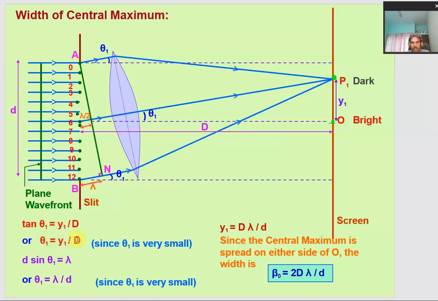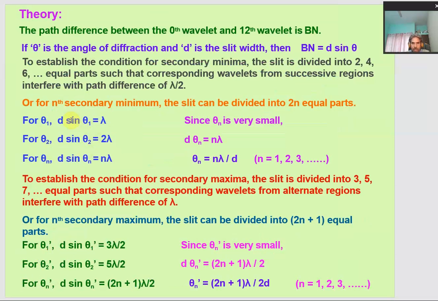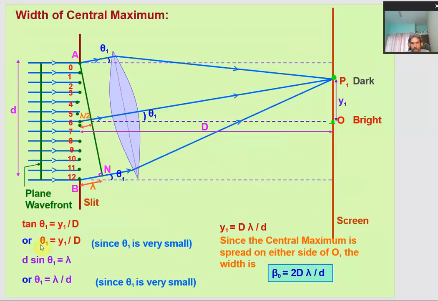And we have just calculated theta 1. Theta 1 is given by 1 times lambda upon small d, that is, lambda upon d. So we take the value of theta 1 to be lambda upon d and substitute it here. On substituting this value of theta 1 in this expression, we can get the value of y1, the position of the first minima. y1 will be equal to, taking the d to the other side so that it multiplies, capital D lambda upon small d.